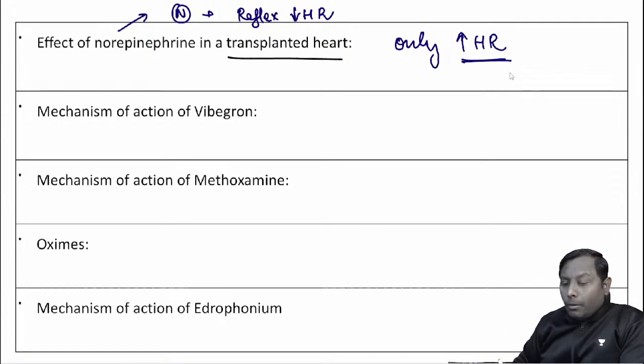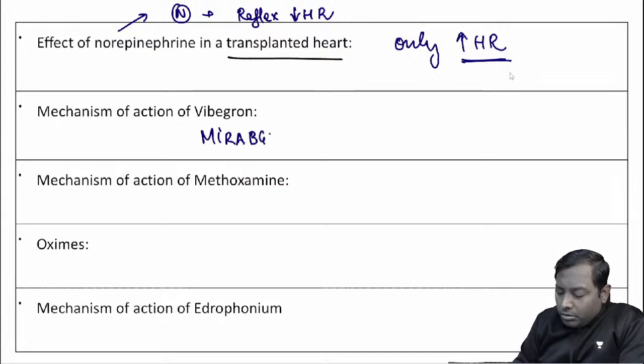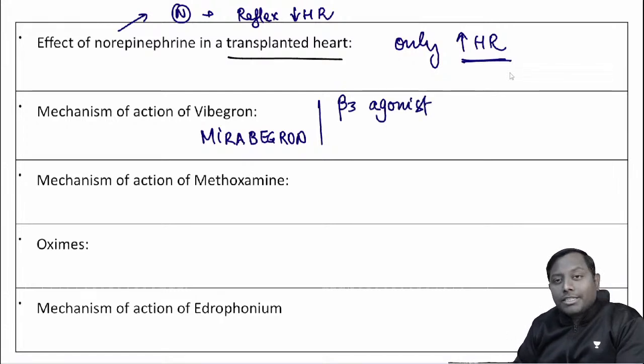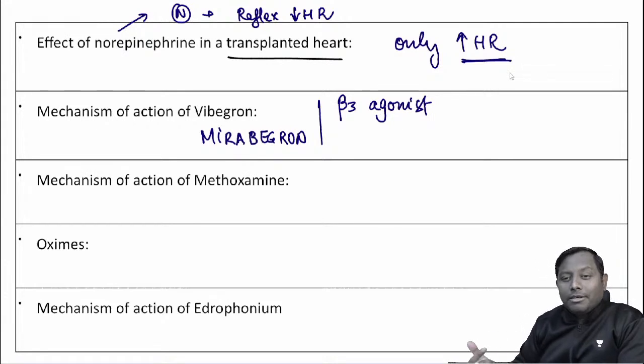Remember that. Mirabegron, vibegron. How are they going to work? There is one more drug, mirabegron. They can ask you, mirabegron, first and foremost, it is a beta 3 agonist. Question number 1. Beta 2 agonist drugs like salbutamol, terbutaline, salmeterol, formoterol. Beta 3 agonists: mirabegron, vibegron.